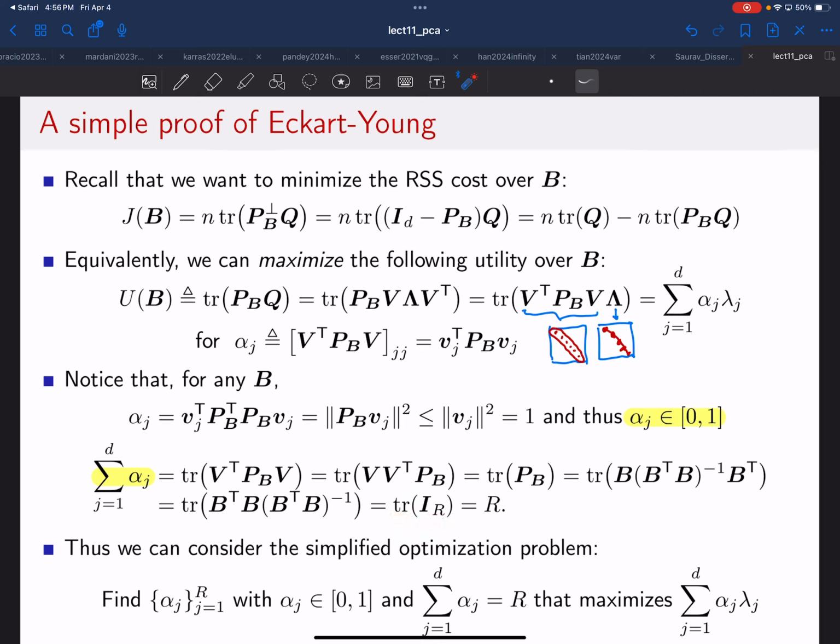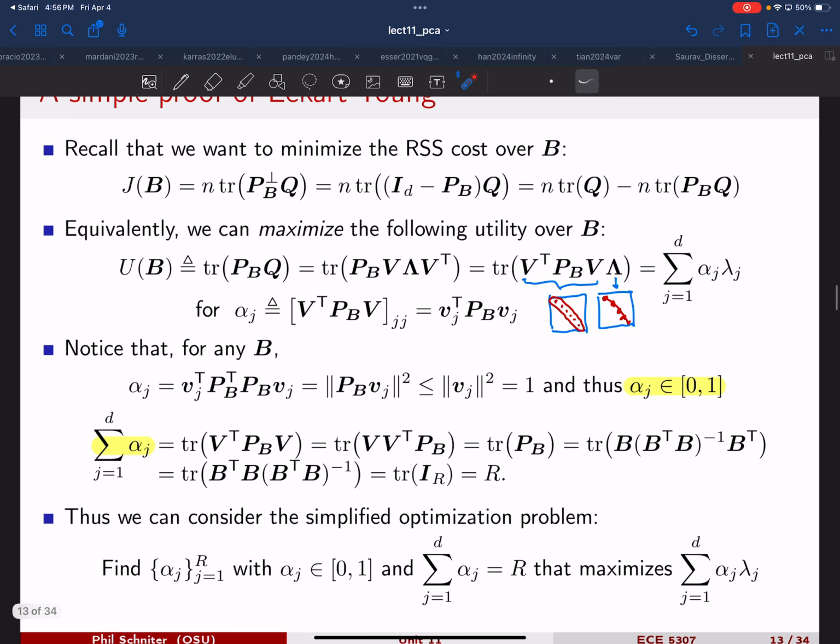So at the end of the day, it means that when you sum up all these alpha j's, you're going to get R. And individually, the alpha j's are between 0 and 1. So now we can state a very simplified optimization problem. We want to find this set of alpha j's so that all the alpha j's are between 0 and 1, that they sum up to R, and that they maximize this quantity here.